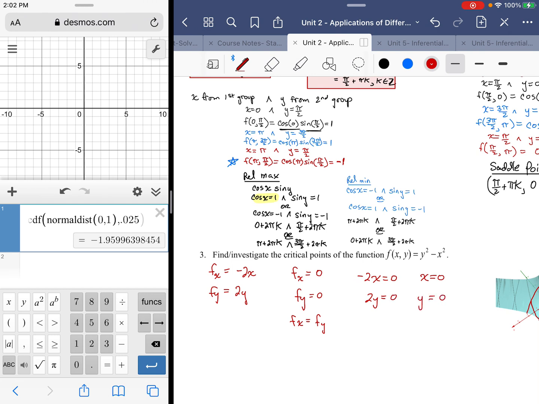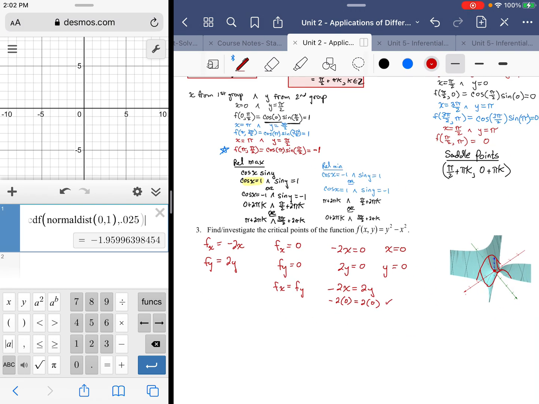And then the only thing that we could actually do is just verify that that would be true if we set f sub x and f sub y equal to one another. So negative 2x equals 2y. We're also not concerned with, because the other way to find a critical value would be to set it equal to some undefined value. Irrelevant here because there's no instance in which it would be undefined. Okay, so if I replace the x with a 0 and replace the y with a 0, I get a true sentence. So that checks out. So we're good there. So we now have, well, I guess the knowledge that the critical value is 0, 0.